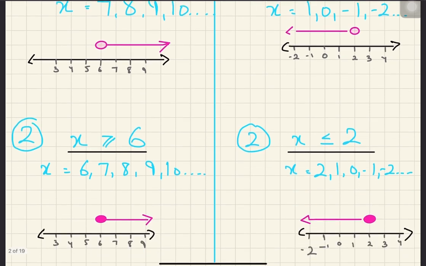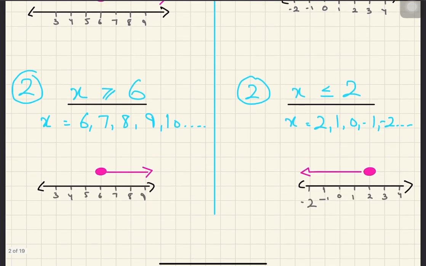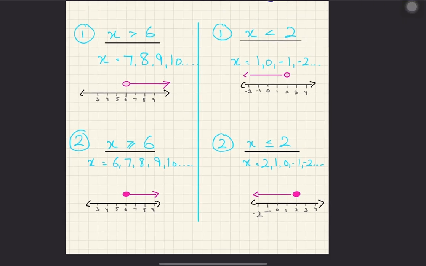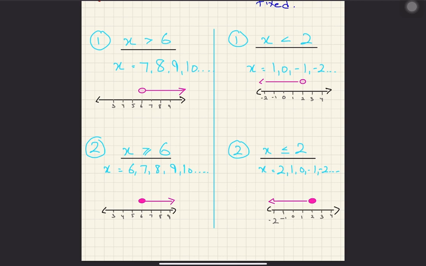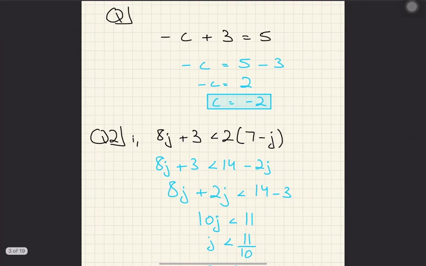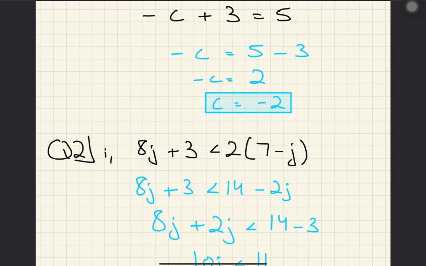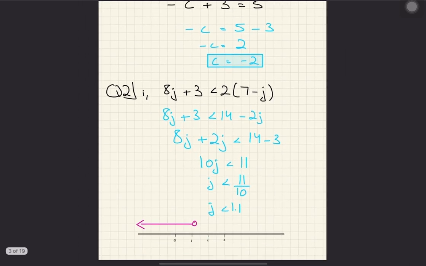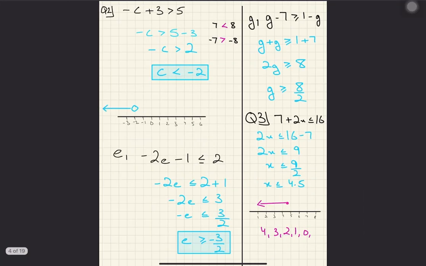Now the last one we have is x is lesser than or equal to 2. Lesser than or equal to 2 means 2 is also included. So 2, 1, 0, minus 1, minus 2, and so on. And I'll draw a shaded circle over here, and the arrow will be on the lesser side. So this is the representation of an answer on a number line. Now we are doing one example of this, and afterwards we'll also be drawing a number line.